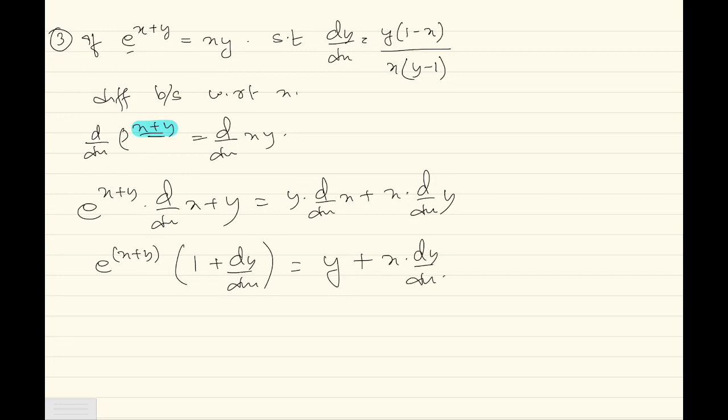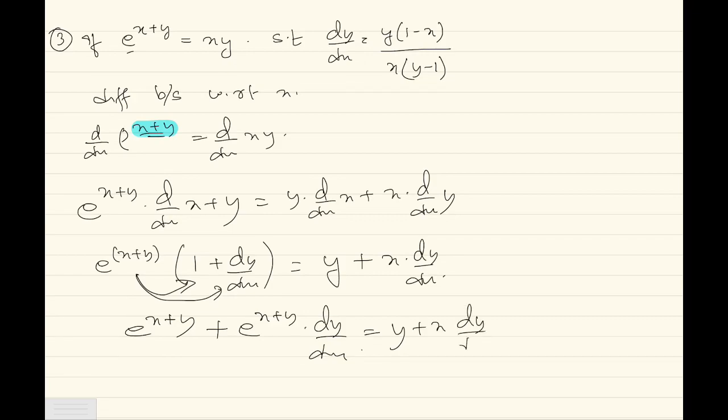Correct everyone? So let's mix it up. E to the power x plus y into 1 is e to the power x plus y, as well as e to the power x plus y dy by dx. How did you get that? This multiplies inside, it goes here, and here y plus x dy by dx. Correct?